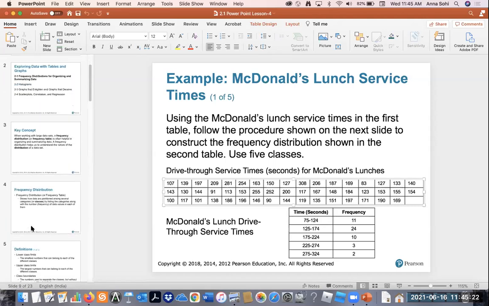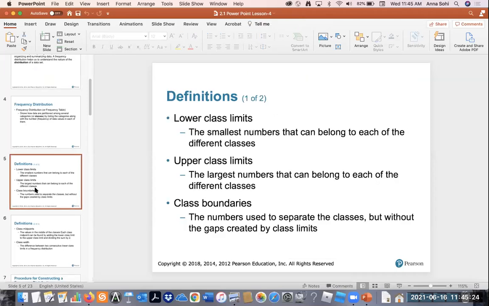Let's just go back to the definitions. I want you to write down these definitions before we go to the table and start building it.